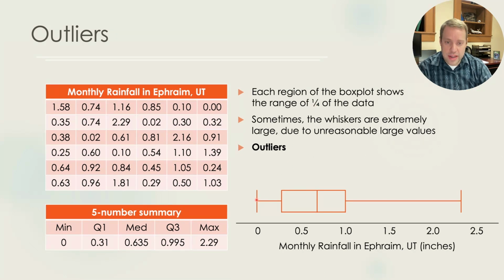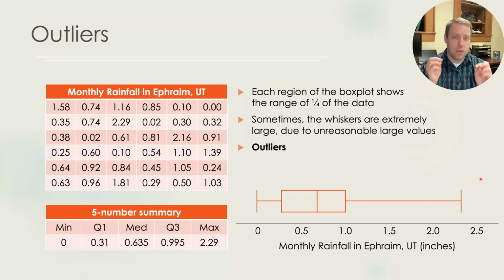So for example, between the minimum and the first quartile, 1/4 of my data is in this range. There's also 1/4 of my data between the first quartile and the median. So 1/4 of my data is in this range. 1/4 of my data is between the median and the third quartile. And likewise, the last quarter of my data is between the third quartile and the maximum. Awesome. So we can see the distribution of the data.